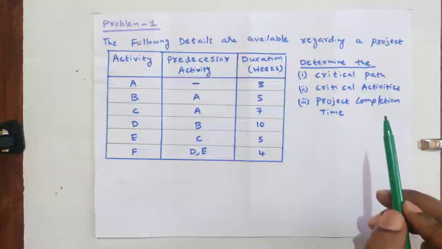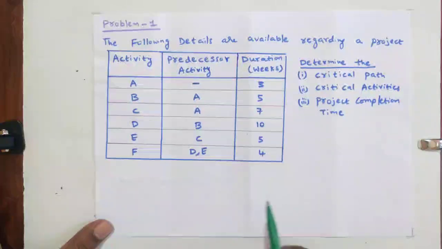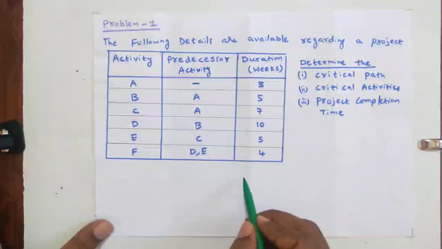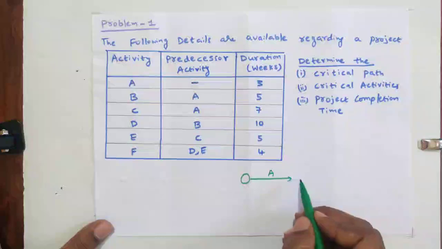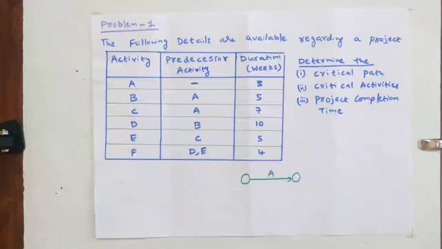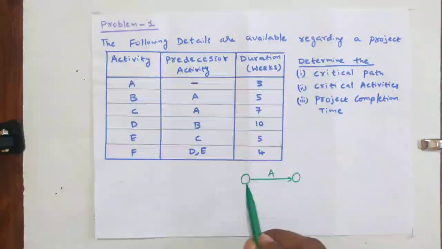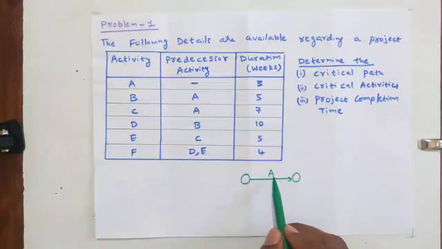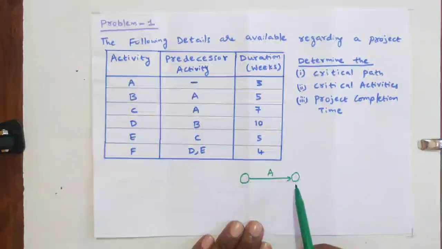First of all, to find the critical path we need to draw the network diagram. Here we will see how to draw an activity and how to draw an event. First, activity A. If you see this activity, we always draw an arrow. Activity consumes resources, whereas an event does not consume resources. This is activity A. Activity A does not have any predecessor activity, that's why we directly draw activity A.